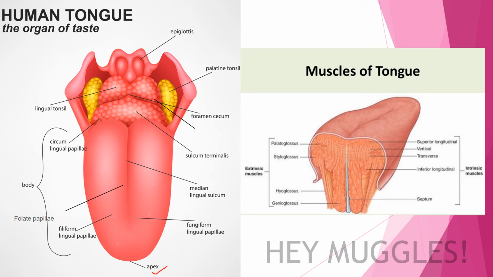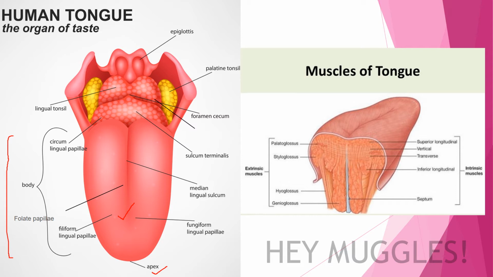This is the apex of the tongue. This is the most mobile part of the tongue, right? And we are looking at the tongue dorsally. This is your dorsal surface. This entire part is your body. The tongue is approximately 10 centimeters long and it is attached to the base of the oral cavity by the lingual frenulum, right?